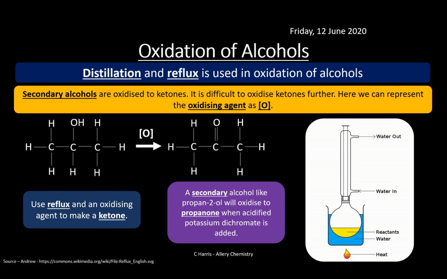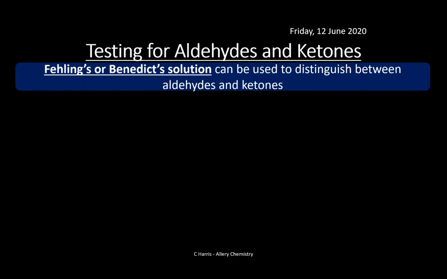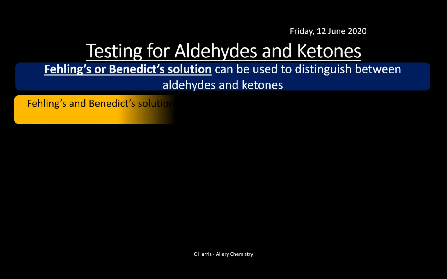What we've got to be able to do is test to see if indeed we have produced an aldehyde or a ketone. Chemical tests are really important because all these chemicals are colorless liquids, and it's really difficult to distinguish between the two without any form of test. So this is what you need to know. You need to know about the tests for aldehydes and ketones and some of the reactions for them. So Fehling's or Benedict's solution can be used to distinguish between aldehydes and ketones.